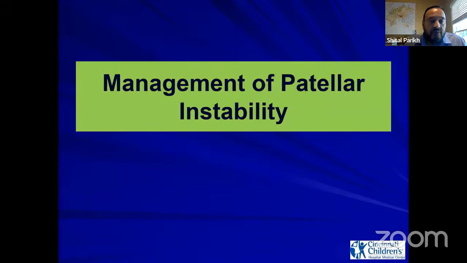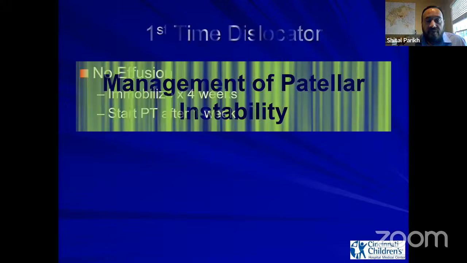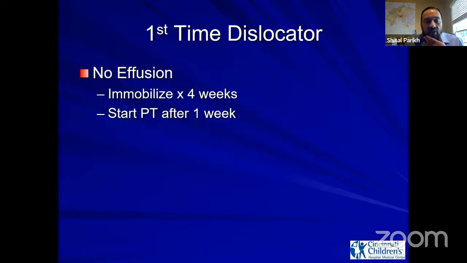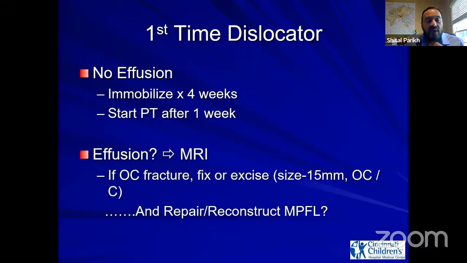How about management of instability? So for a first-time dislocator without an effusion, typically the management is conservative. Now, there are different ways of managing it. We use an immobilizer initially for the first week or two, not more than that. And then we start physical therapy. If they do have an effusion, then the recommendation is to get an MRI to look for an osteochondral fracture.